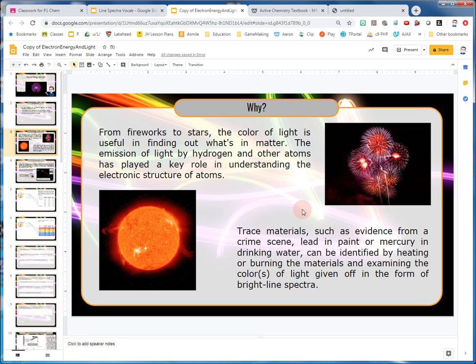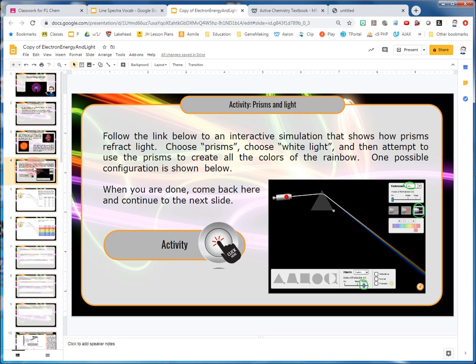So, from fireworks to stars, light is very important in our life. We use light at night to see, so it's not dark. Our TV makes light so that we can watch our shows. Fireworks make light, right? So light is a big part of entertainment. Light is everywhere. It's very important. And so we are going to do some discoveries about the nature of light.